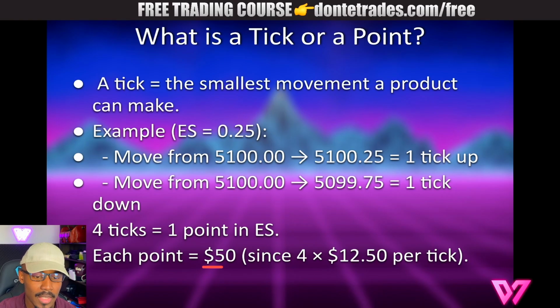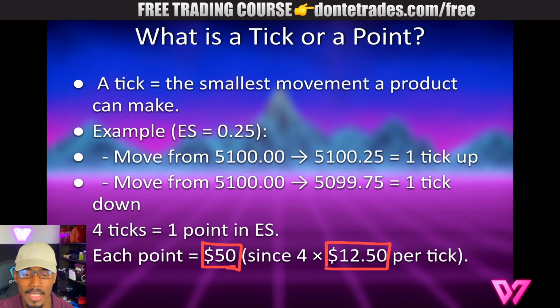Each point on the ES is actually worth $50, and each tick on the ES is worth $12.50. It's very simple, because if you multiply $12.50 times 4, you get $50. So very simple math there. 1 point is 4 ticks, and 1 tick is worth $12.50. 1 point is worth $50. Very simple concepts.